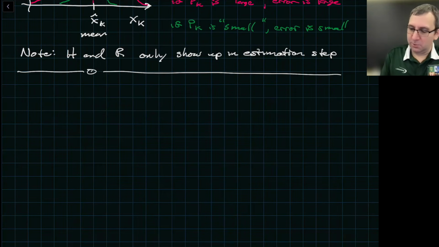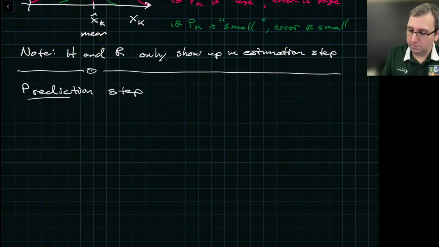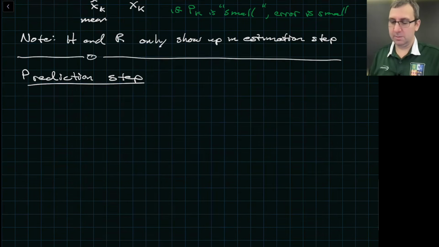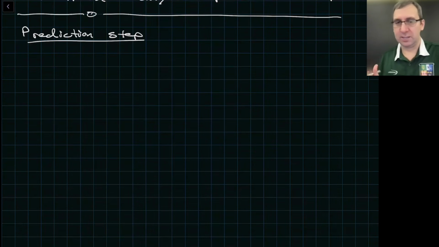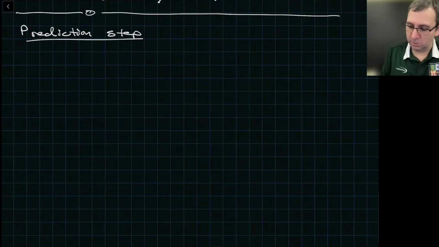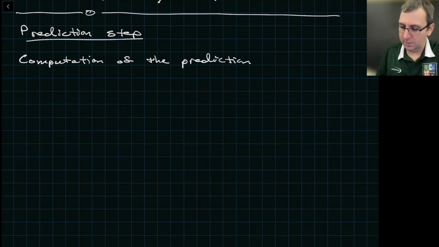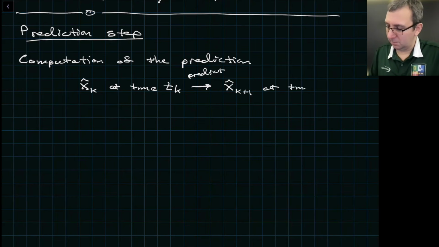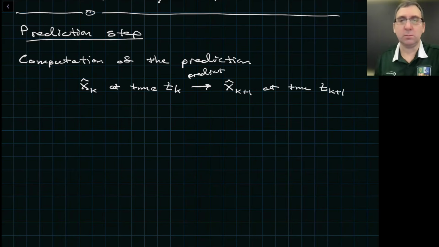So let's talk about the prediction step, which, at least in terms of that diagram we had before, comes before the estimate. So this spits out something that then goes to the estimation process. So let's write what's the computation of the prediction. We've got x_k hat at time t_k, and we're trying to give a prediction of what x_{k+1} will be. You want to predict at the next time, t_{k+1}.